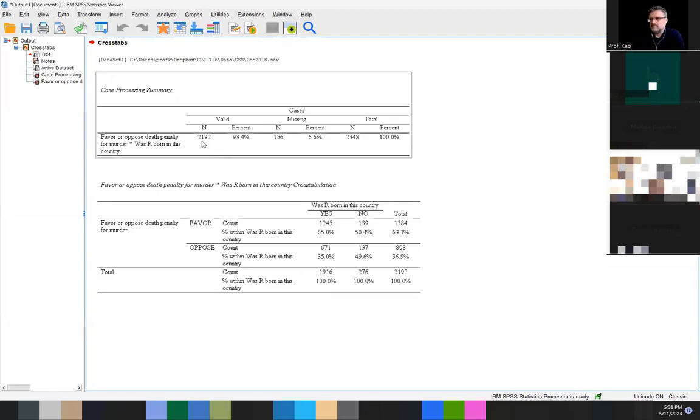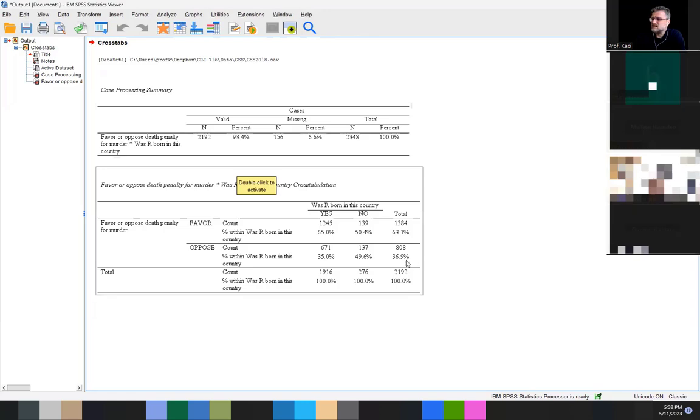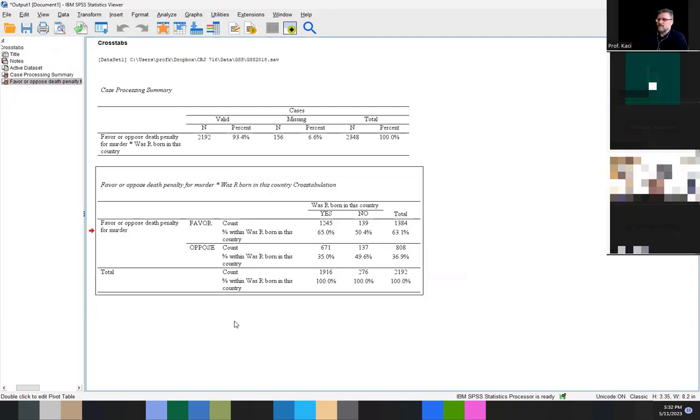Two tables here. Case processing, valid cases, missing cases. All right, so we have about 156 missing cases and about 2192 valid cases. You don't have to report this in your assignment. It doesn't really matter. Why? Because this valid cases is going to be here as the total in the most important table, which is this. That's the crosstab.